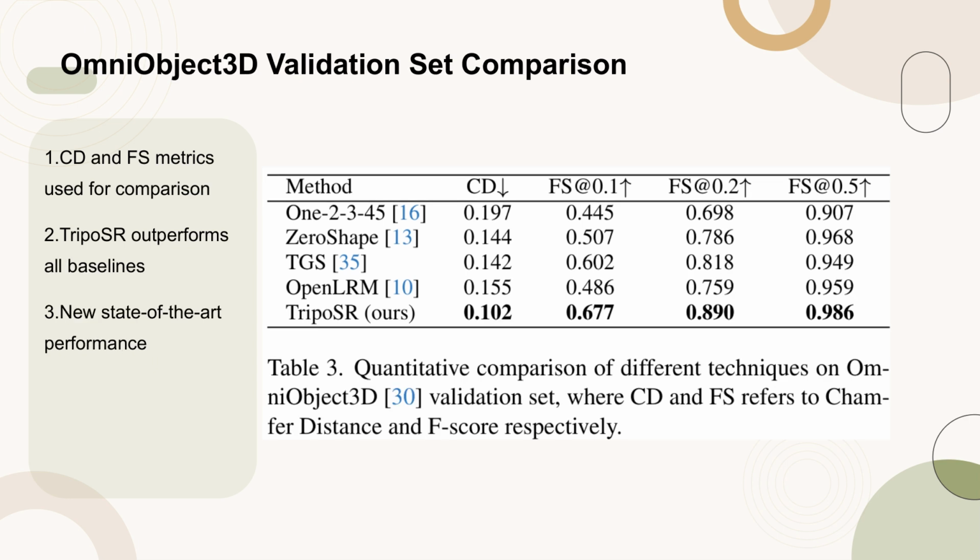Table 3 presents a quantitative comparison of various techniques on the OmniObject 3D validation set, focusing on chamfer distance, CD, and F-score, FS. The data reveals that TripoSR significantly outperforms other methods, achieving the highest state-of-the-art performance in both CD and FS metrics. This table underscores TripoSR's superior performance in 3D reconstruction tasks using feed-forward techniques.